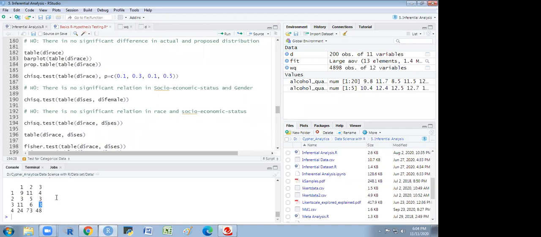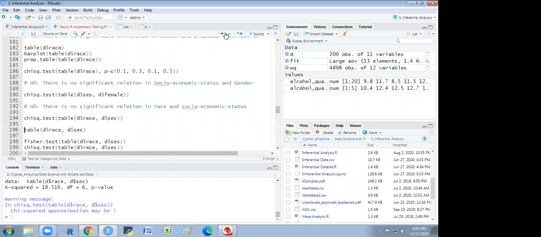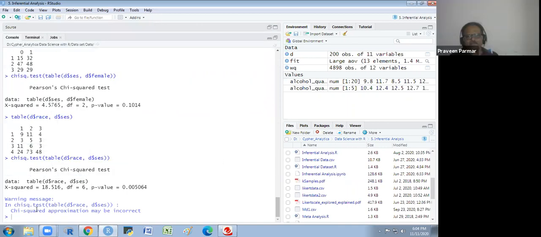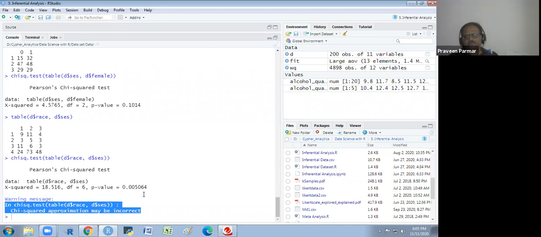If the frequency is less than or equal to 5, then we use the Yates correction manually if we perform this. But here we perform the Fisher test instead of chi-square. First I perform the chi-square, then we see what happens, then we apply the Fisher test. When I perform the chi-square test, I am getting a warning: the chi-square test approximation may be incorrect. Why is it writing this? Because some cells have a value of 5 or less than 5. So it is telling us that it may be incorrect.